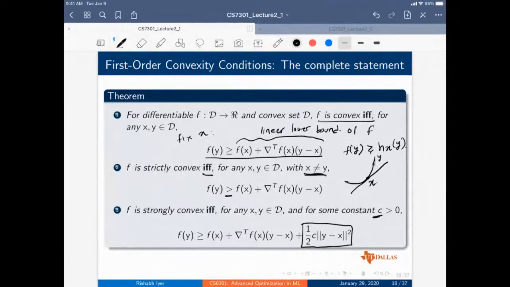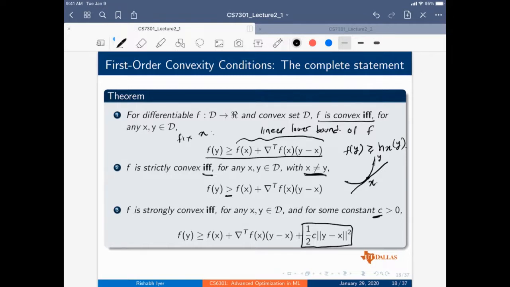Yes, Nathan. I had two questions. One is, why are we adding 1/2 c to the function? And two, is the condition such that there exists a c greater than 0 such that for any x and y, or is it that for any x and y there exists some c? No. Essentially, there is a fixed c such that for any x and y this inequality holds, and this c is called the strong convexity parameter.